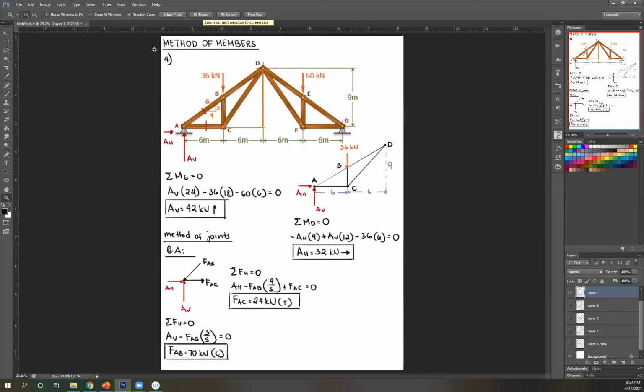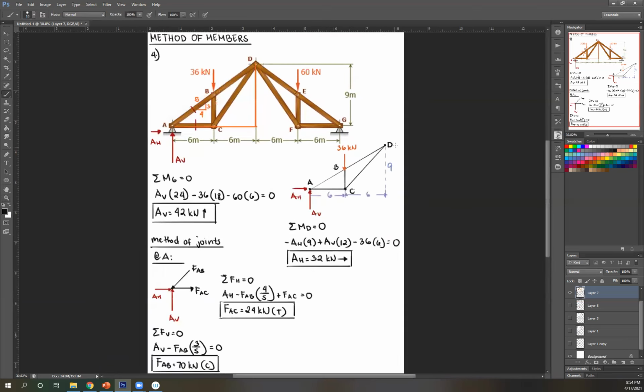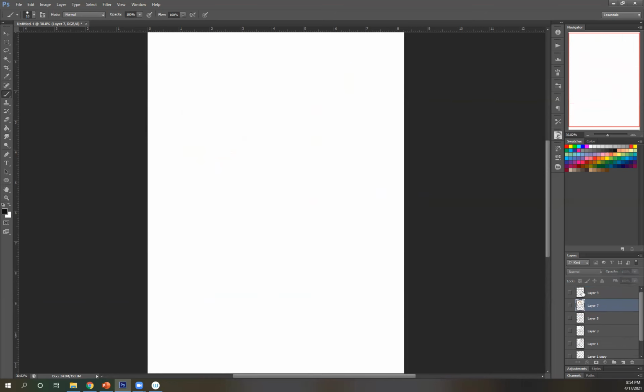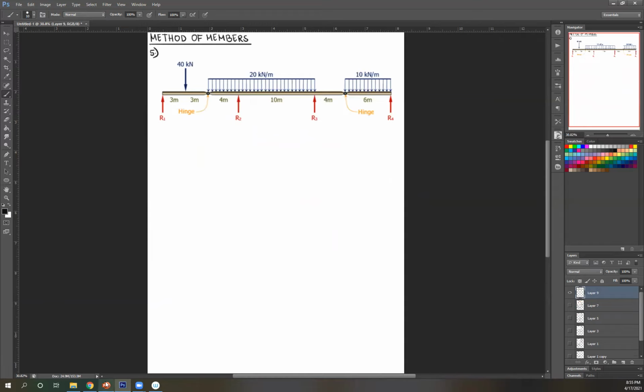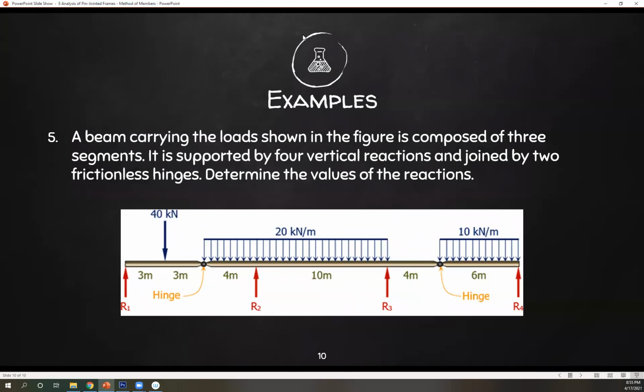Okay? So once again, you're not constrained to just isolating one member at a time. You can isolate an entire structure, like what we did here. All right. And then let's move on to our last example, number 5. Okay, it looks a bit different.